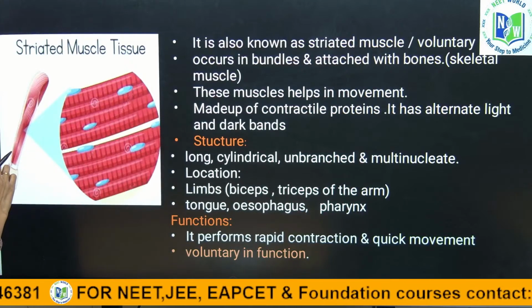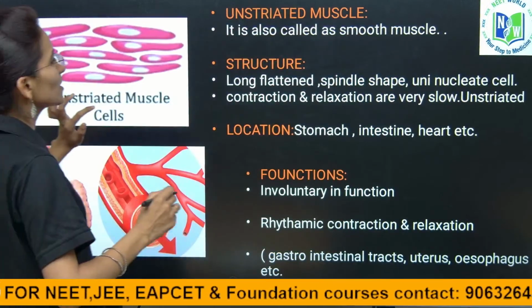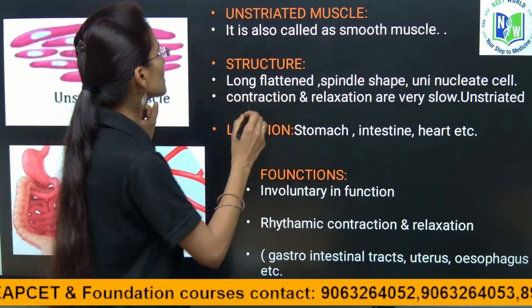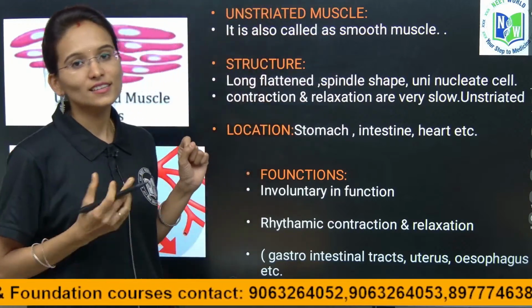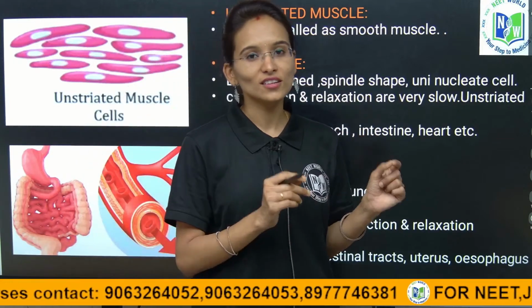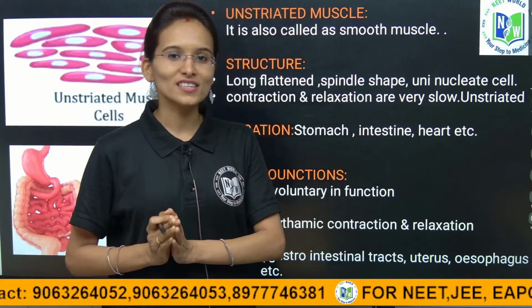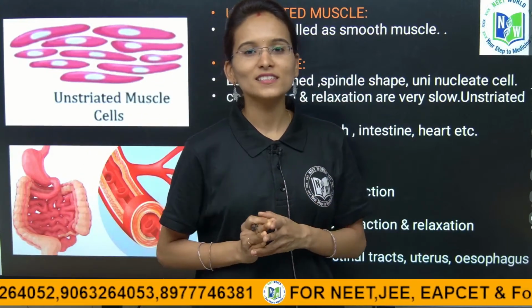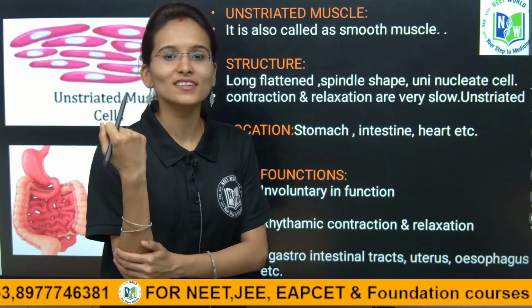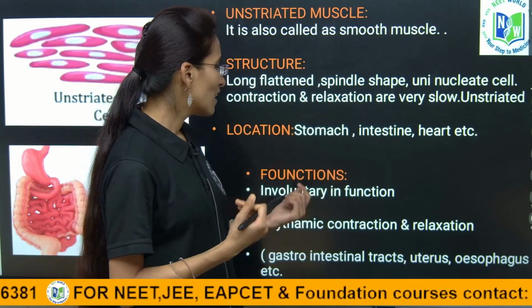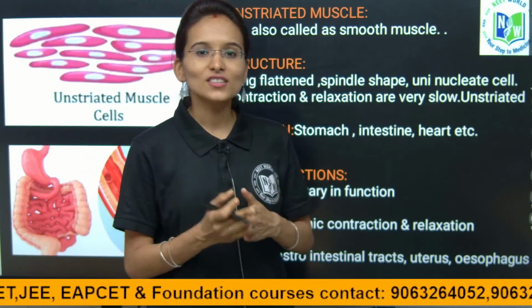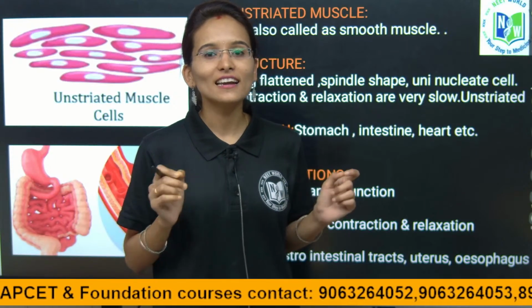So next, coming towards the unstriated muscle. Students, I request each and every one to stay tuned and understand the concept, because while studying the tissues, as I have informed you, we have to study according to structure, function, and then locations. We are done with the first type of muscle, that is striated muscle. We have understood its location: it is present at the biceps, triceps, the legs, anywhere. And that striated muscle is called striated because it shows alternate light and dark bands.